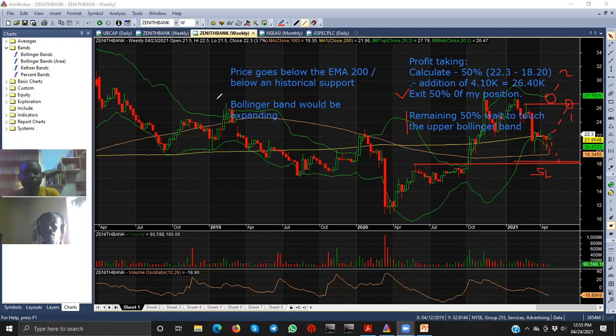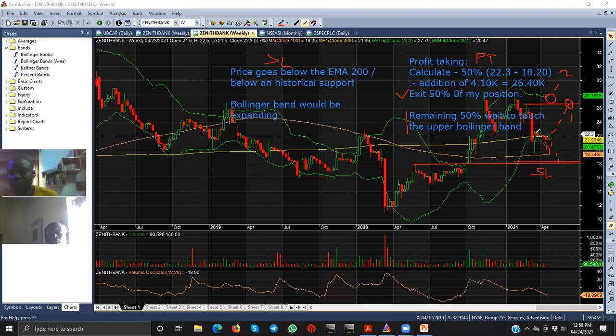So you have used this one to determine our stop loss, and you have used this one to determine our profit taking zone. Any question? I hope you understand it. The profit taking point. It's like I didn't really get that one very well.